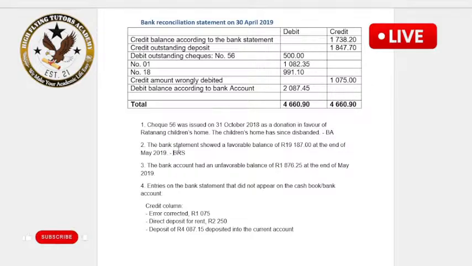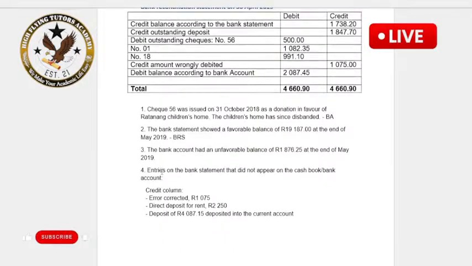Okay, and then this is the balance according to the bank statement that will be debited, because that will be credited, because in the BRS, if the amount is favorable, it must be credited. And then we go to the next transaction.